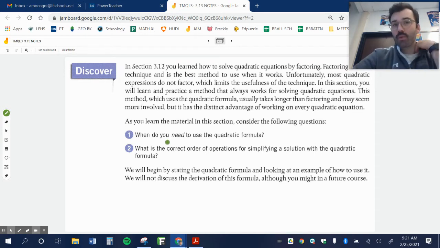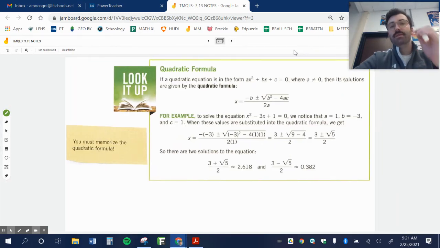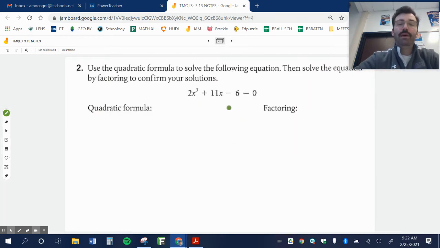Today we're talking about when you need to use the quadratic formula. What's the correct order of operations for simplifying a solution with the quadratic formula? The quadratic formula you've seen before: x equals opposite b plus or minus the square root of b squared minus 4ac all over 2a. And here's an example of how to do it. We've done this before. What I wanted you to understand is when and how to use it.